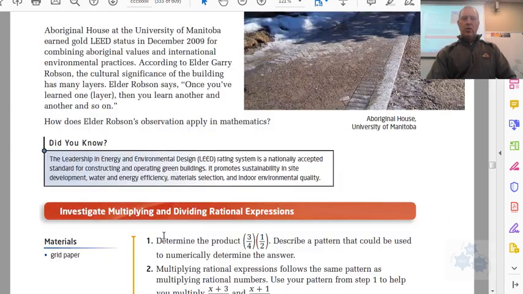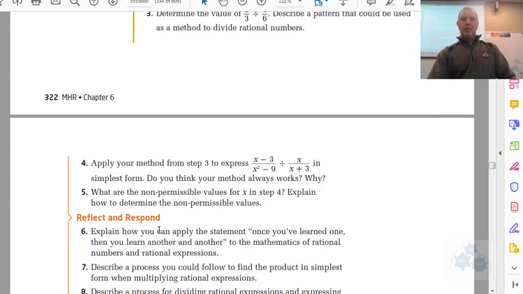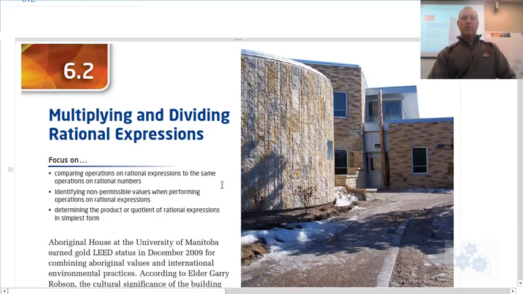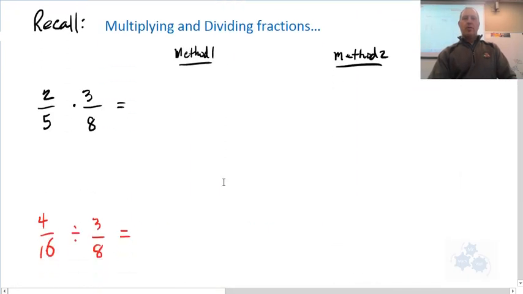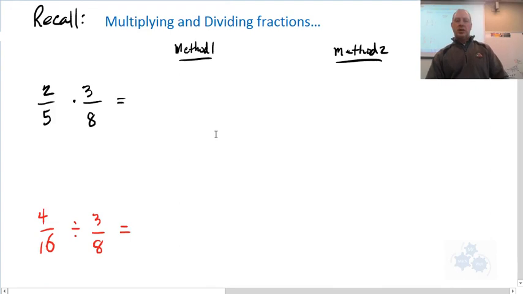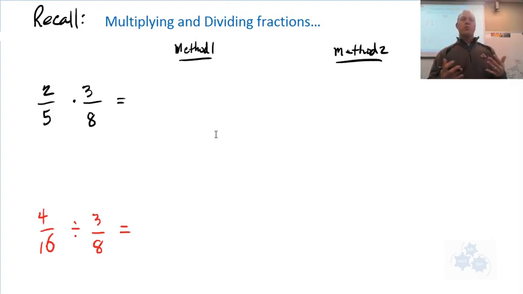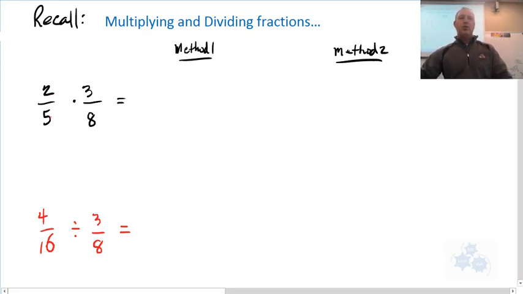All right? So this is the textbook you have in front of you. What I want to do is start off here in your notes with recalling how we multiply and divide fractions. Okay? This is going to be very important to remember, what we do when we multiply and divide regular fractions that are not polynomials, just numbers. So for example, 2/5 times 3/8. I'm going to show you two different ways that we could do that, which will translate into what we're learning today.